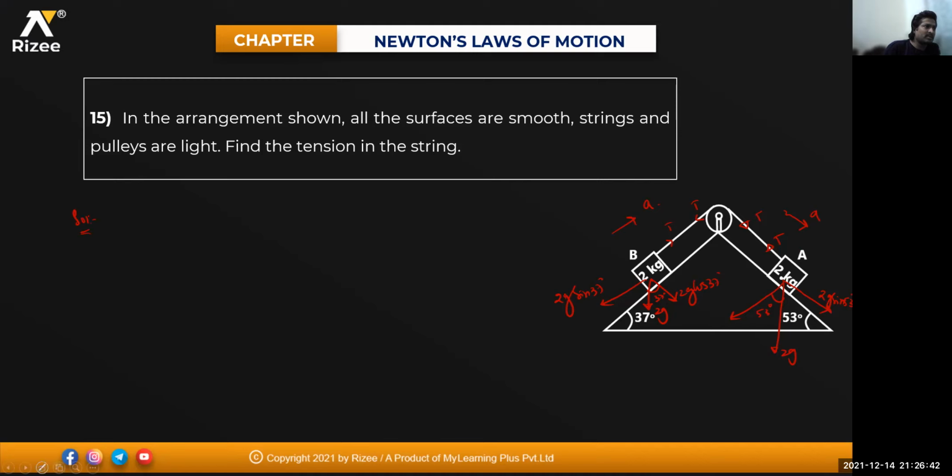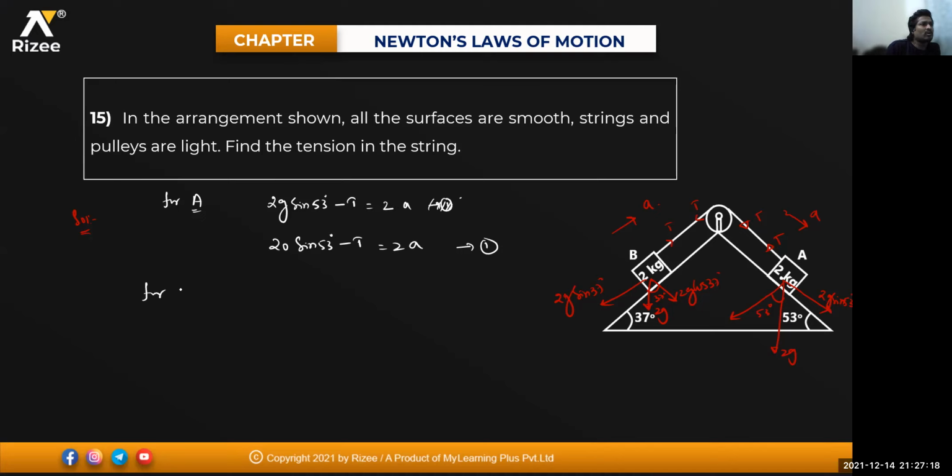Just write the equation, that's it. So for block A, the body is moving in the downward direction: 2g sine 53 minus T will be equal to 2 into acceleration. Equation number 1, isn't it? That means 20 sine 53 minus T will be equal to 2a. This is my equation number 1.